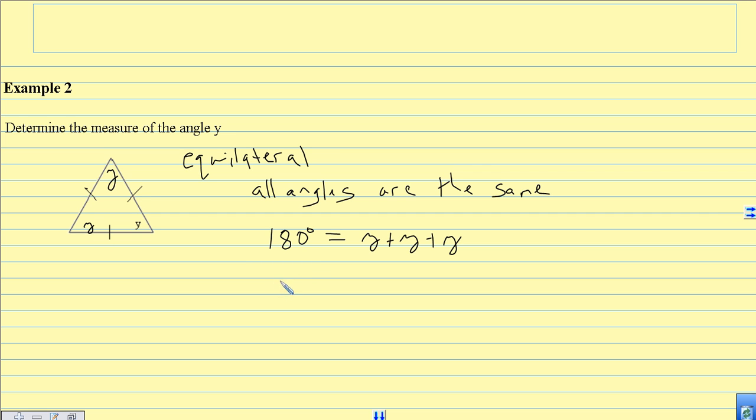So that means 180 degrees equals 3y. And then we've done some solving of equations already, so if we divide everything by 3, the 3 and the 3 cancel, we get 180 divided by 3, which is 60 degrees, equals y.